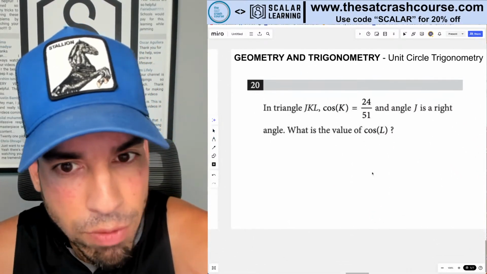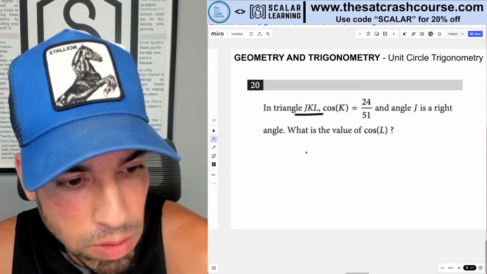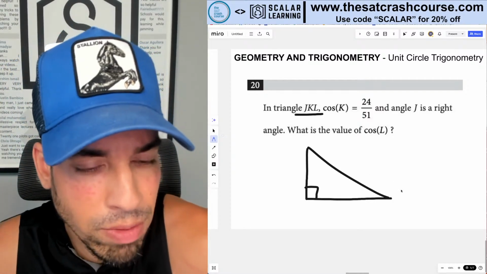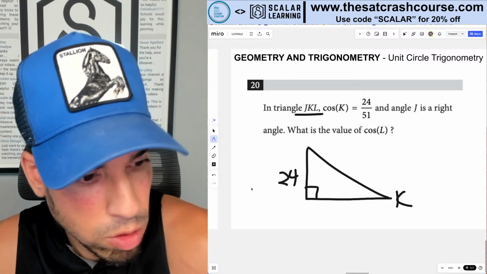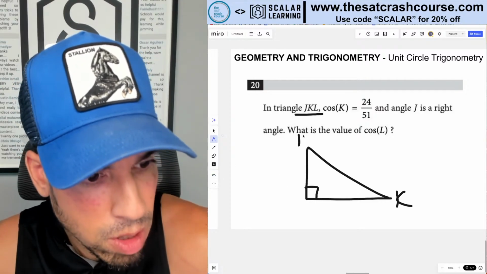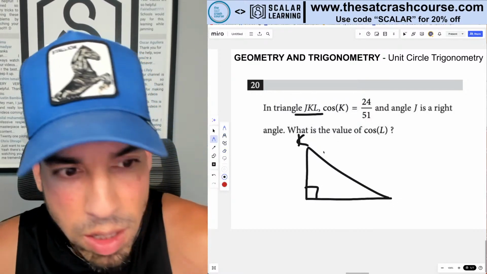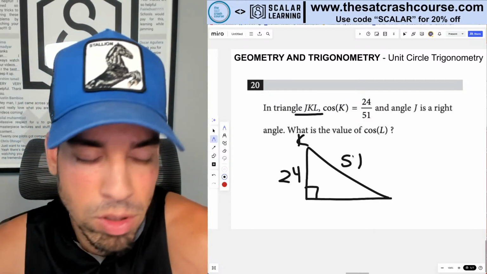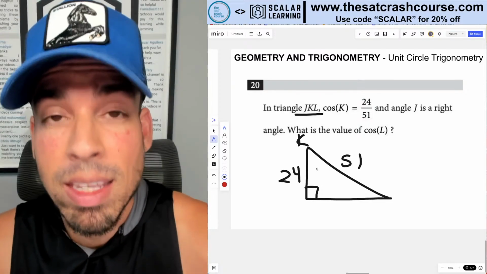All right, got a few questions left. Here we go. Now this is a straight trig problem. It says JKL, and we're assuming we're talking about right triangles. So cosine of K is 24. Oh, sorry. Let's put K up here. Cosine of K is 24 over 51. Cosine is adjacent over hypotenuse, okay? Now, does it actually mean that the side lengths are 24 and 51? No, but they have to be in that ratio.